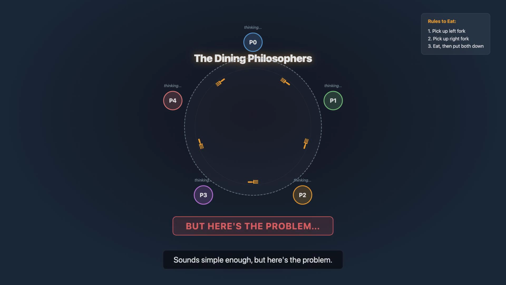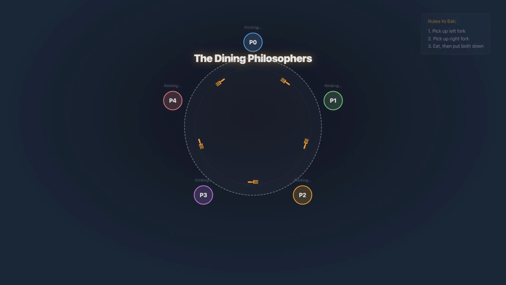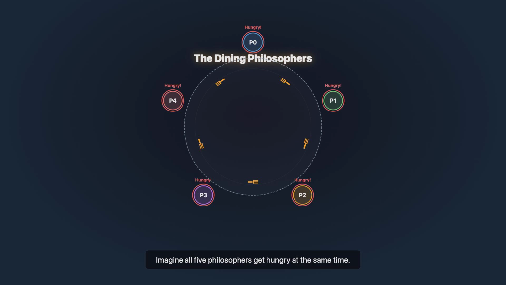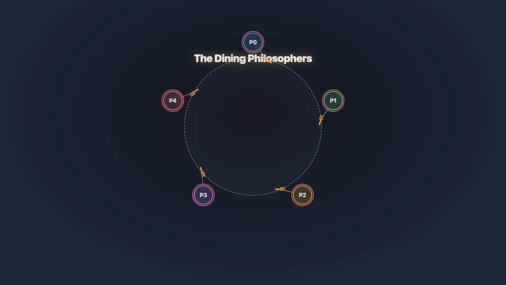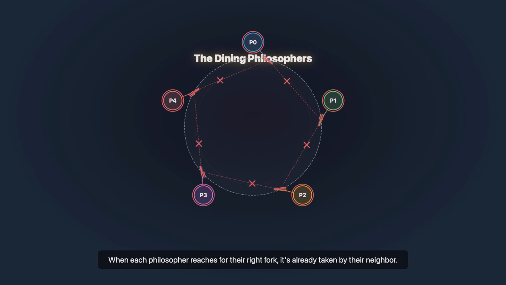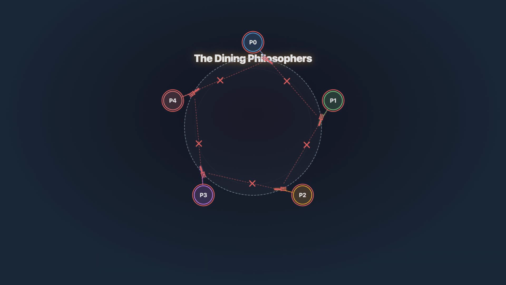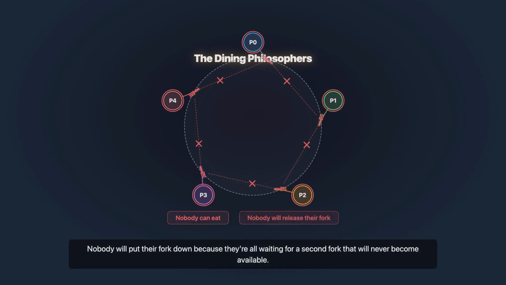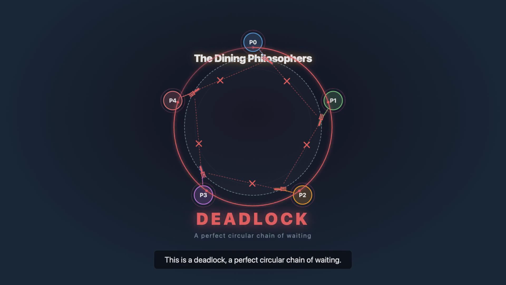Sounds simple enough, but here's the problem. Imagine all 5 philosophers get hungry at the same time. Each one picks up their left fork. Now every fork on the table is held by someone. When each philosopher reaches for their right fork, it's already taken by their neighbor. Nobody can eat. Nobody will put their fork down because they're all waiting for a second fork that will never become available. This is a deadlock, a perfect circular chain of waiting.